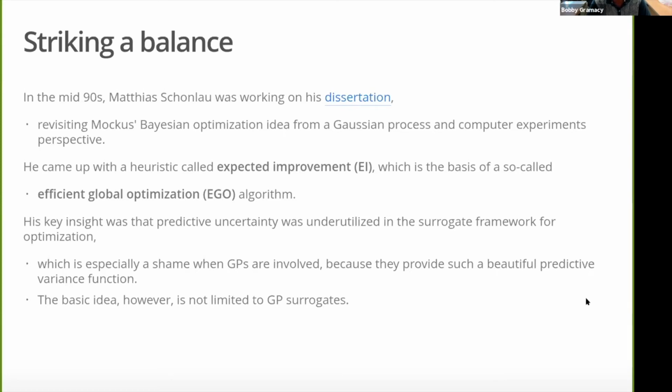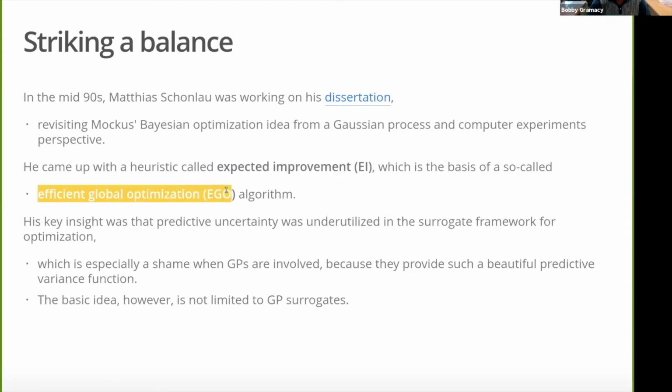And the idea comes from a PhD student at the time, he's not anymore, named Matthias Schonlau. He was working on his dissertation in Canada, I think at Waterloo. And he was looking at Markowitz's paper, the one from the 70s that I introduced at the very beginning. And he was trying to port some of the ideas from that paper over to the Gaussian process framework. And he came up with this heuristic that's now called, what he called it, expected improvement. And he came up with an algorithm based on that expected improvement that he called the efficient global optimization algorithm. So if you've seen these two things before, they are the same thing, really.